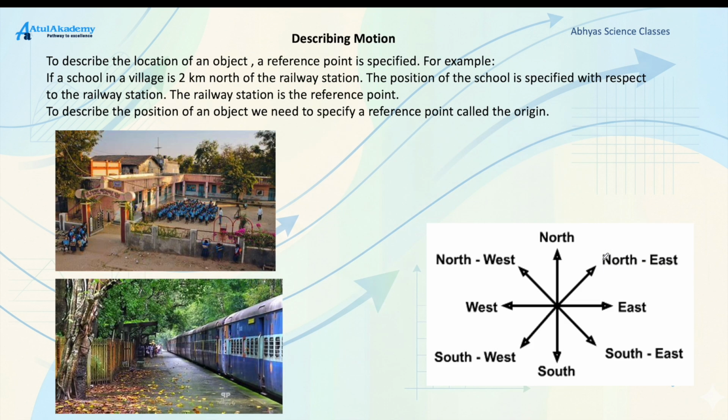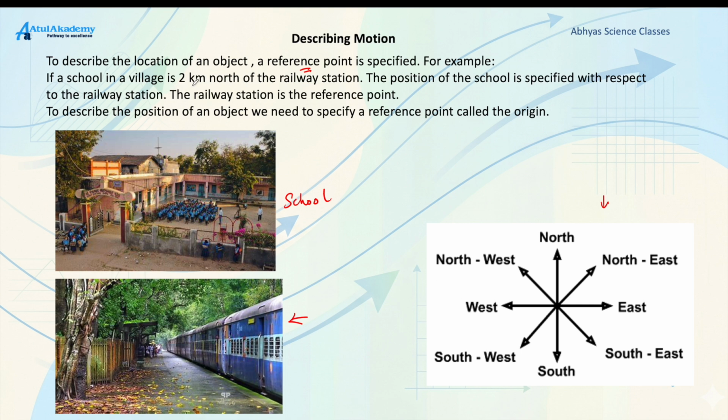Now, how do we describe a motion? That is what I said in the last slide also, that we need a reference point. So to describe the location of an object, a reference point is specified. So here we have taken an example. Let's say the railway station is the reference point, and the school in the village is 2 kilometer north. So here we have given the directions for your reference.